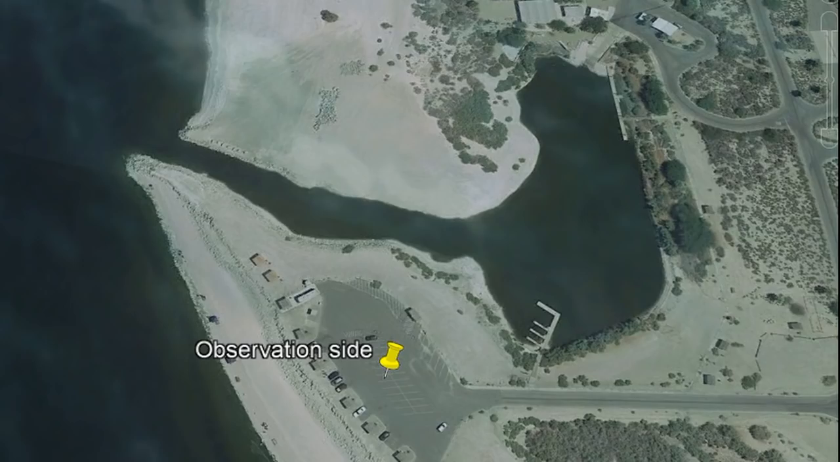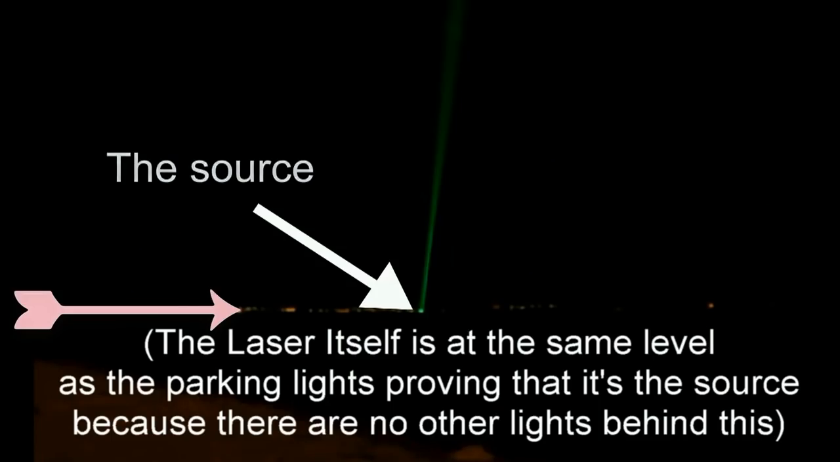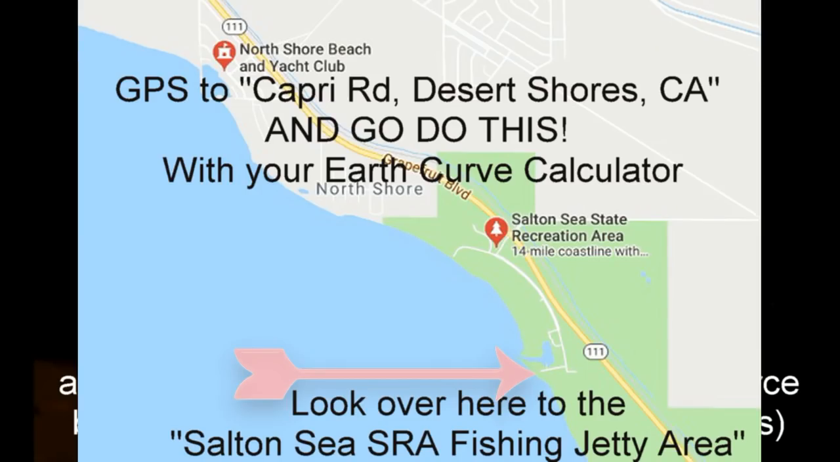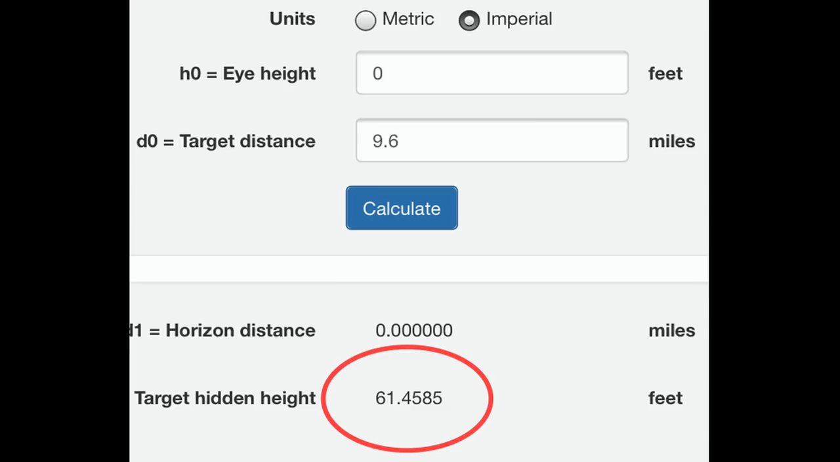And those lights, you can do this if you live out at the Salton Sea with no equipment, or if you go out there, just go lay down, put a blanket down, go lay down at the sea level, because the Earth curve calculator states that if you're at zero eye line, then even at their crappier distance of 9.6 miles, all of those lights there should be 61 feet below the Earth curve. And actually, it being the real distance of 9.8 miles is 64 feet under the curve.